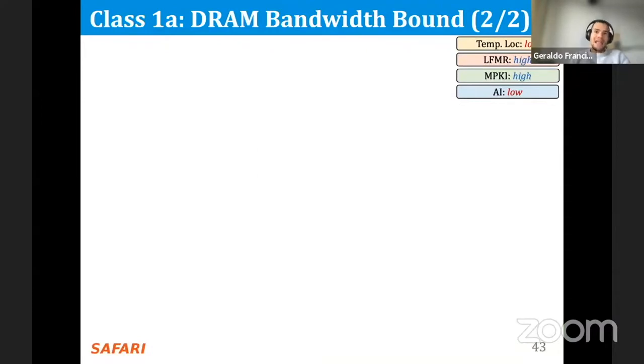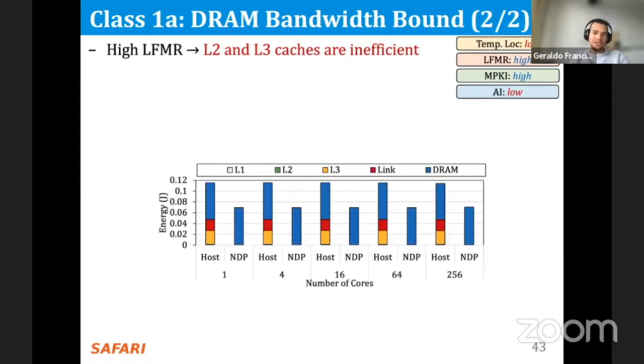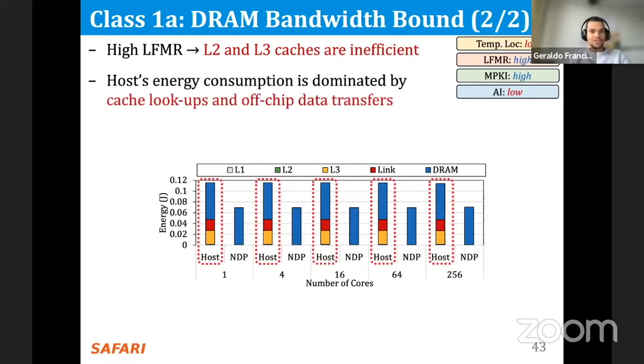Likewise, we analyze the energy consumption of DRAM bandwidth bound applications when executing on the host system and in the NDP systems. As mentioned before, applications in class 1A have high last level cache miss ratio, which indicates that they do not make any effective use of the L2 and L3 caches. We observe here in this plot how such inefficiency impacts energy consumption for the host system and NDP systems. We make the following observations.